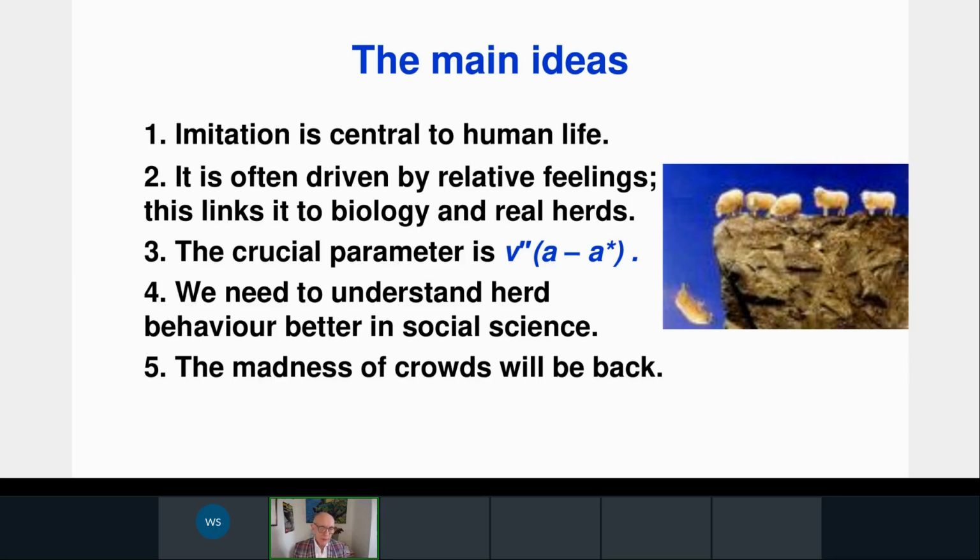The crucial parameter, I would say a crucial parameter in the whole of our lives, is V double prime over status. I think we need to understand herd behavior better, certainly in economics, but more broadly. And unless you're older than me, which seems mildly unlikely, I think the madness of crowds will be back in your lifetime. And one day, perhaps it might help you, save you some money, thinking through all this and trying to evaluate whether this is a bubble on the way and you should or should not invest.